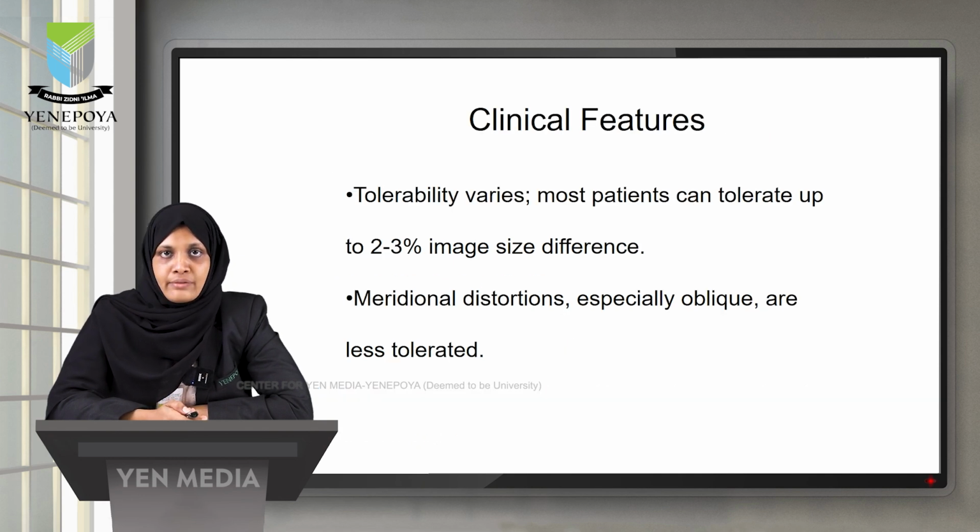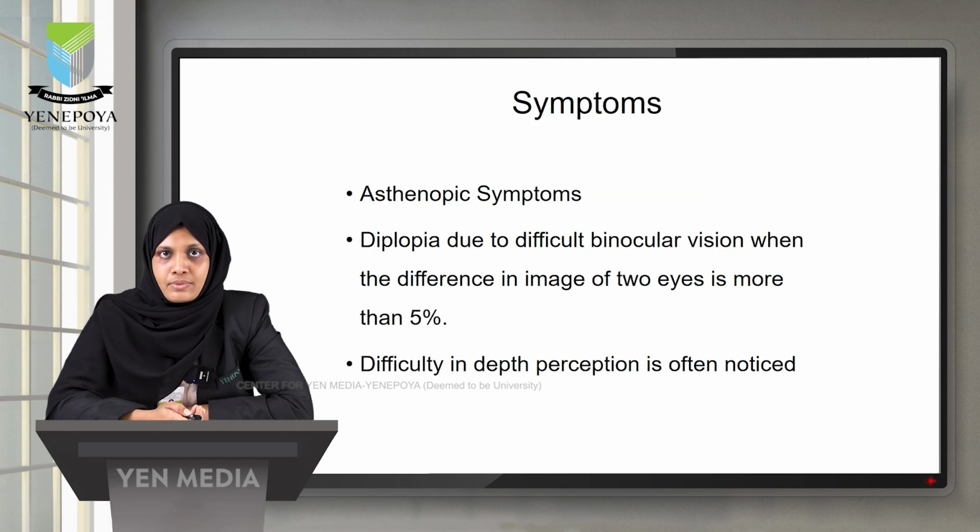Then what are the clinical features? Up to 2 to 3% of image size difference can be tolerated, and meridional distortion, especially oblique, is less tolerated. Then what are the symptoms of aniseikonia? First is asthenopic symptoms, second is diplopia, and third is difficulty in depth perception.